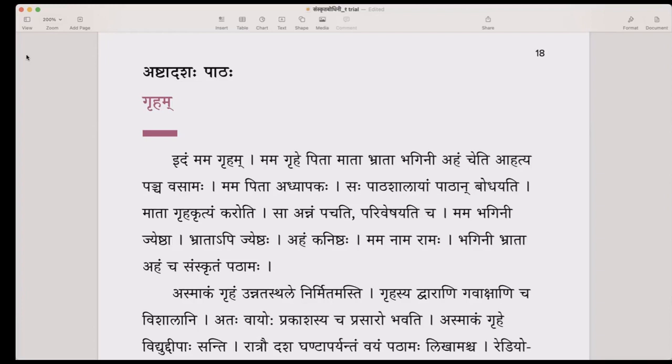Idam griham, this is my house. That I told, meaning you understand it instinctively, and you connect the vibhakti with the meaning. That is what is required. I understand. Right. Okay. Next: mama grihe pita mata brata bhagini aham cha iti ahatya pancha vasamaha.